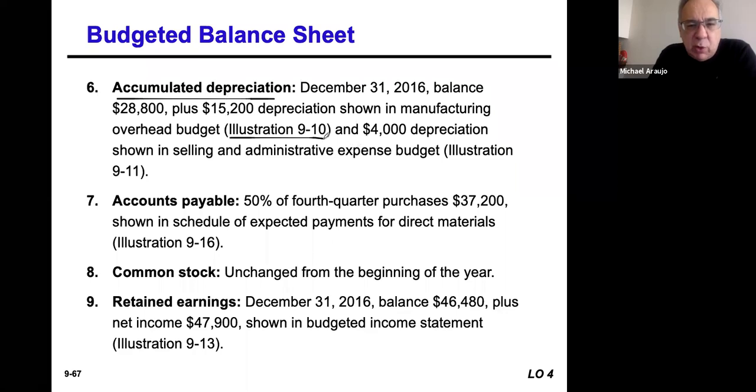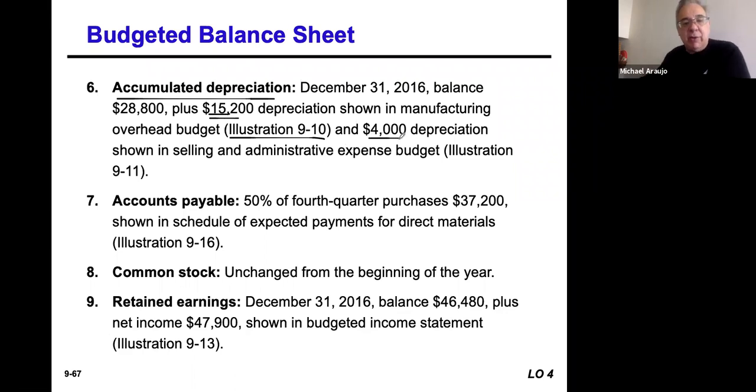So let's go to the overhead budget to see where that number came from. Again, it's a matter of going back and forth to these budgets, and once you figure it out, it's not as bad. The overhead budget here shows depreciation as one of the fixed costs in your manufacturing overhead budget, and the depreciation is a total of $15,200. So that's where this number came from.